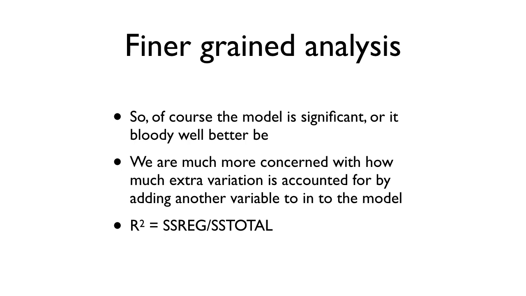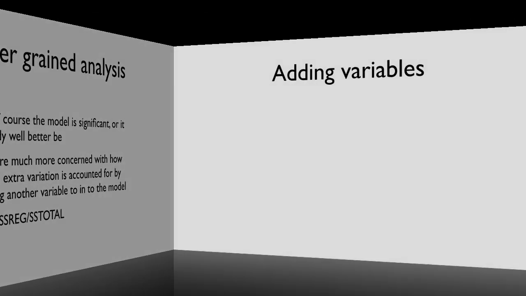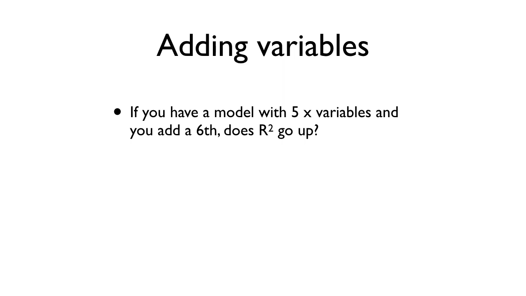You get a value for the whole model called big R squared, which is sum of squares regression divided by sum of squares total. It's the total amount of variance accounted for by the whole model. So if you have a model with 5 x variables and you add a 6th, does big R squared go up? Well, it has to. It can't go down, because it's sum of squares. They're squared quantities. You're always adding in a positive number. It could be 0, so it could stay static, but that's never going to happen.